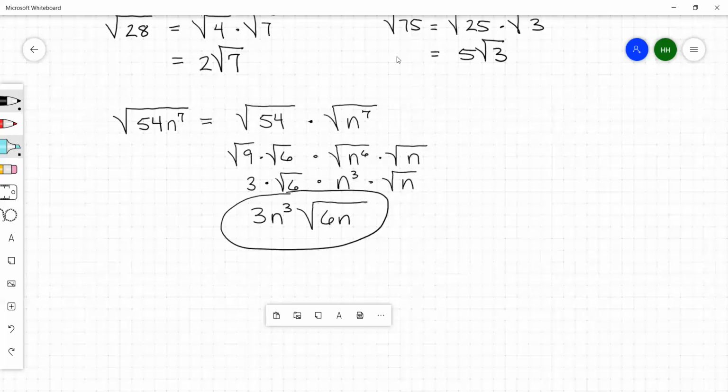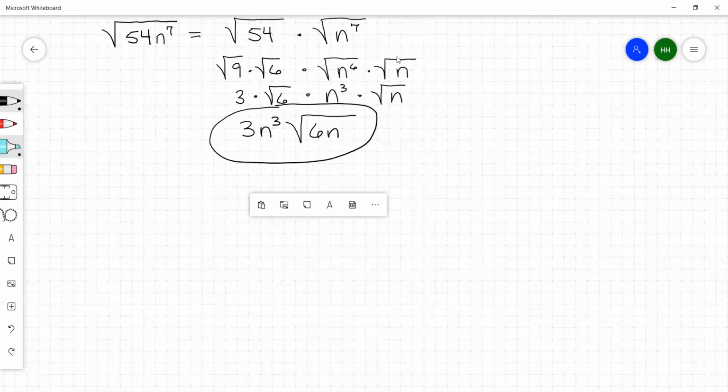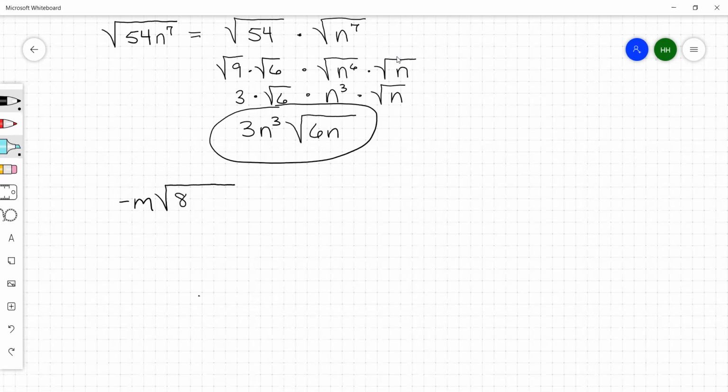Let's try that again. Let's take negative m times the square root of, what do we got? 80m to the 9th. All right, so step 1, break everything apart. That's going to be negative m times the square root of 80 times the square root of m to the 9th.